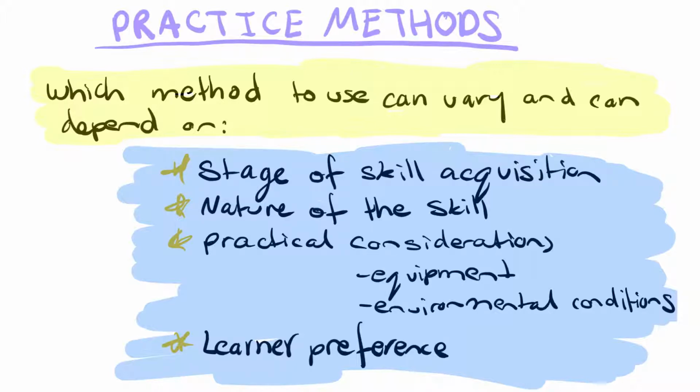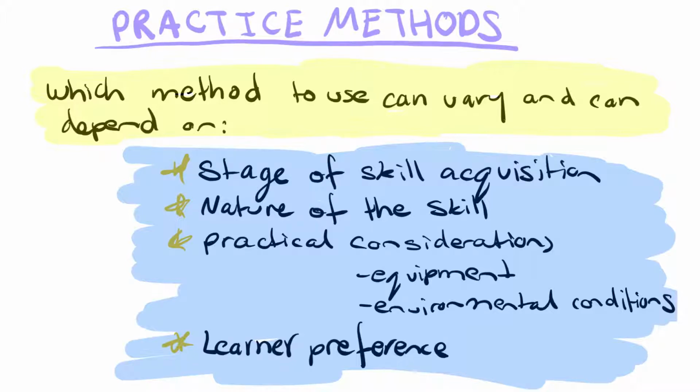So for example, if it's a serial skill, this might be good for part practice, whereas if it's a discrete skill, then it may be better to do whole practice methods for that sort of skill. You also need to take into account practical considerations such as equipment and environmental conditions. Depending on the equipment that is available will depend on whether you can actually break that skill down or whether you have to do that skill as one whole in whole practice, because you may not have the equipment or safety equipment to be able to break it down further.